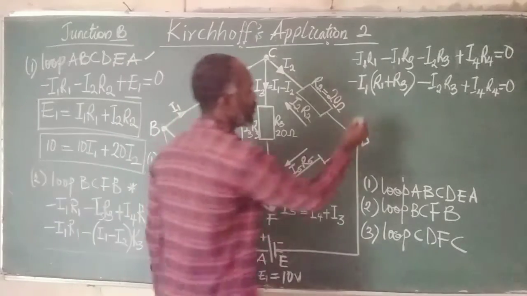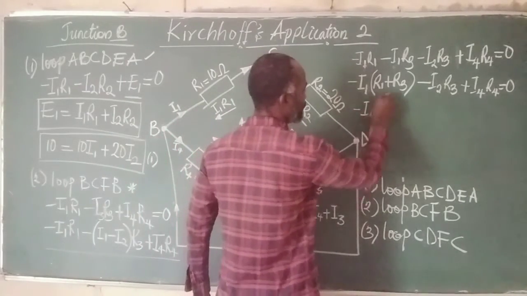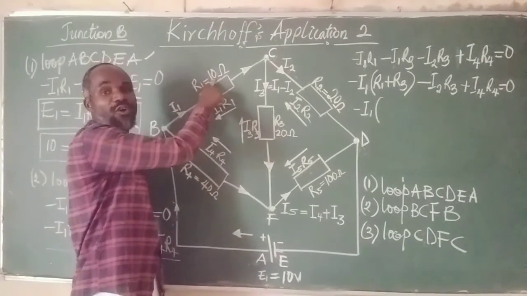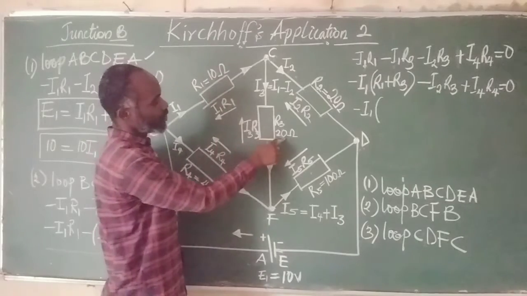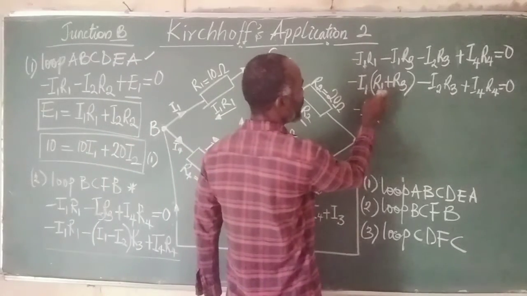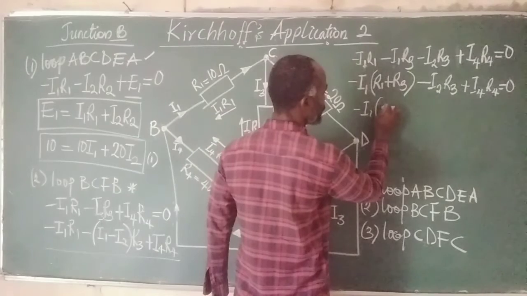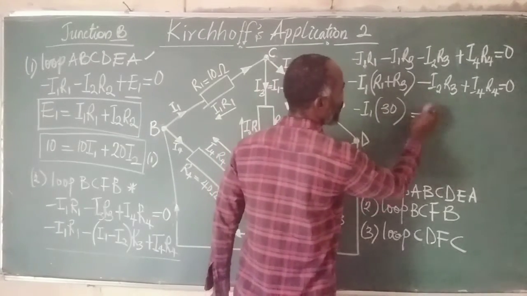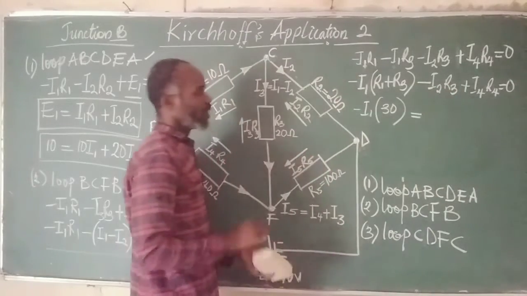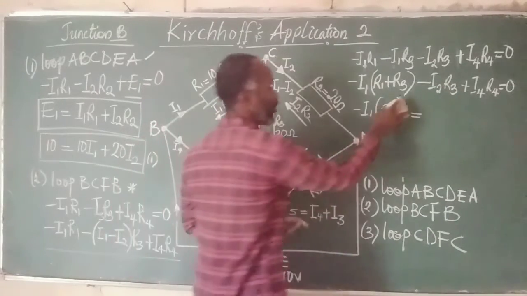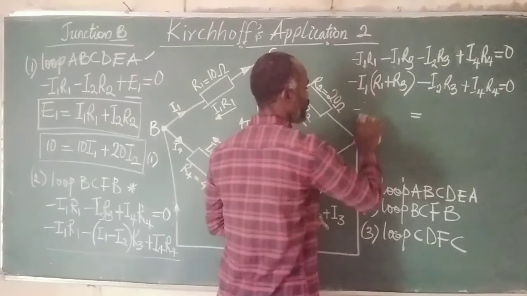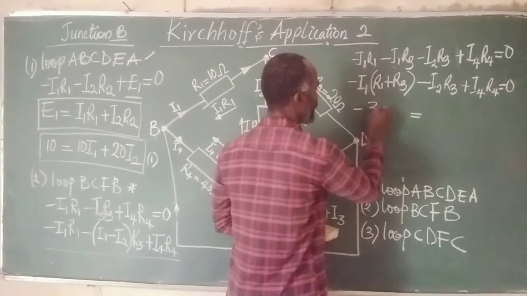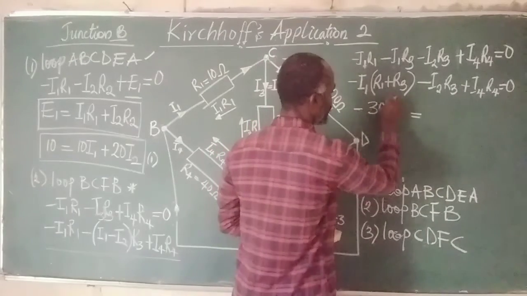So can we now substitute? Let's substitute. Minus I1 bracket R1 and then R3. R1 is 10 ohms. R3 is 20 ohms. So we have 10 plus 20, which gives 30 ohms. We just have to leave it that way. But instead of wasting time here, we just put it in the normal way. The normal way it should be minus 30 I1.